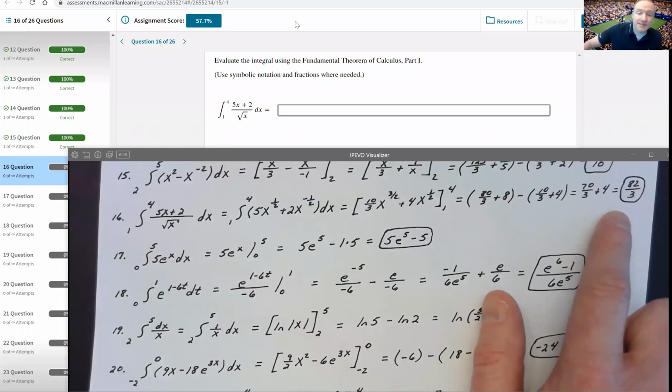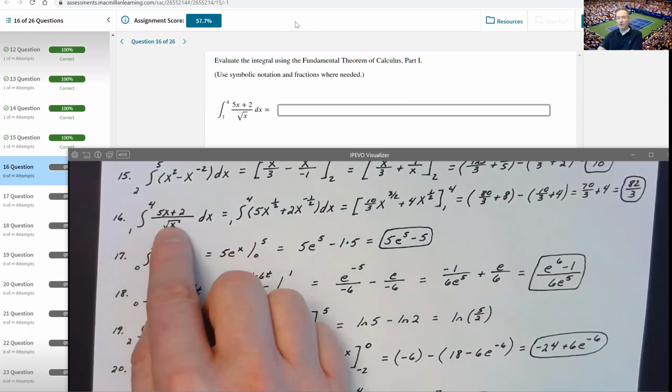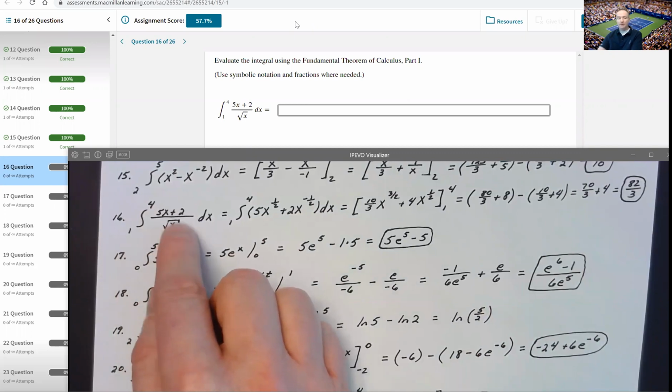For number 16 in the 5.4 Achieve homework assignment, it's one of these problems where we have to integrate a definite integral, this time from 1 to 4, but it's one in which we have to remember to do the algebra before we do the calculus. There is no such thing as the integral quotient rule.